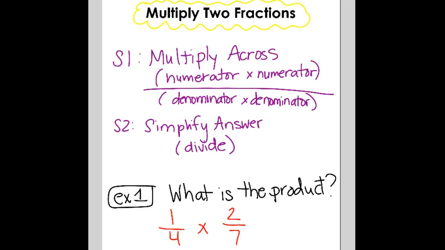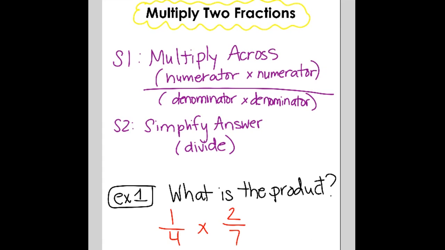All right, Super Friends, we are going to multiply two fractions. So it's the same steps that we did in our previous lesson. Multiply straight across for the numerator, multiply straight across for the denominator, get your answer. And then for step 2, we're going to simplify that answer. So let's start with our first example.